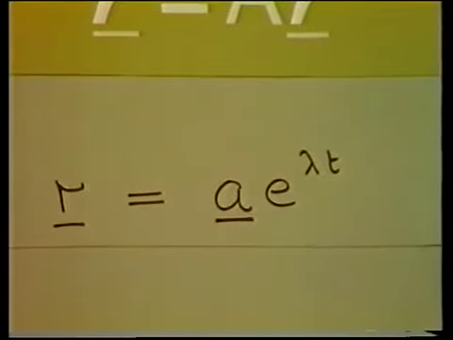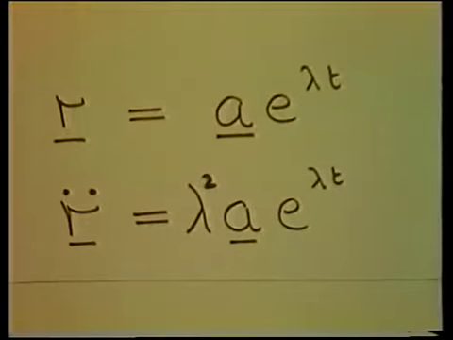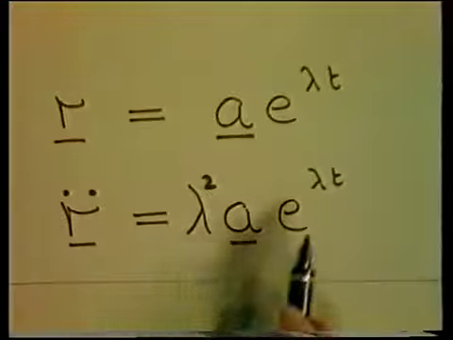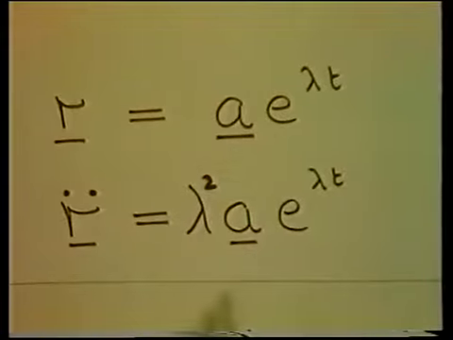Okay, to try that in the equation, I'll need to work out the second derivative, r double dot. Fortunately, I can differentiate that variable vector r just as if it was a scalar. And this is what I get. The only thing that's varying is e to the lambda t. And when I differentiate that, I get lambda squared e to the lambda t.